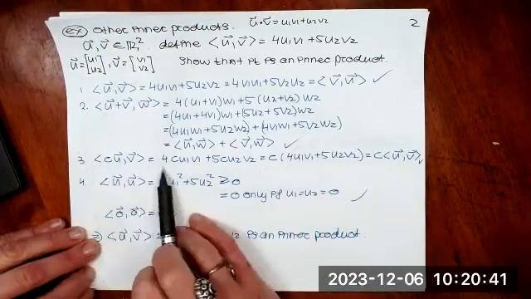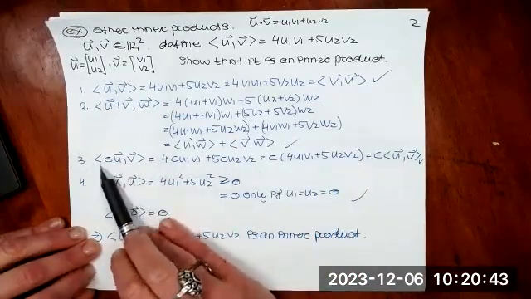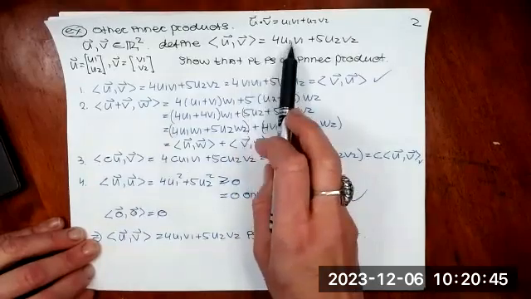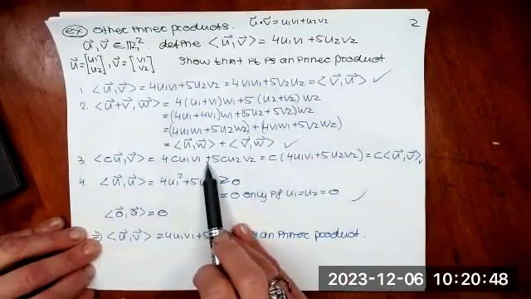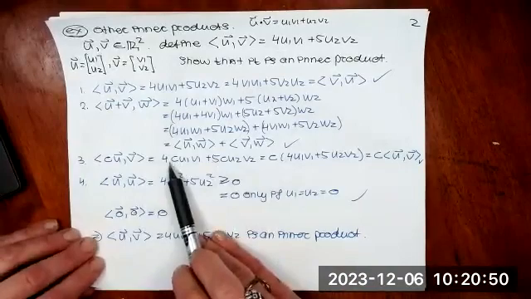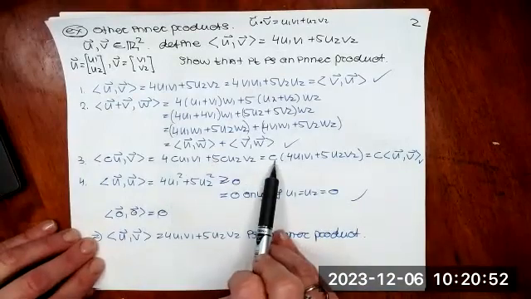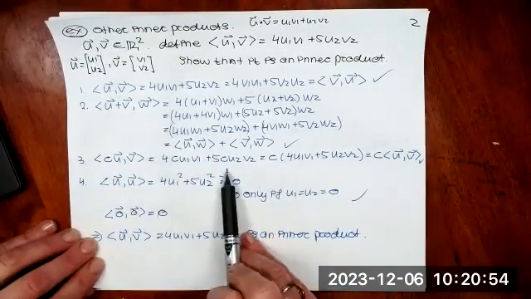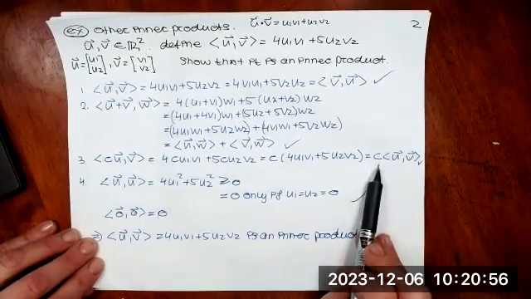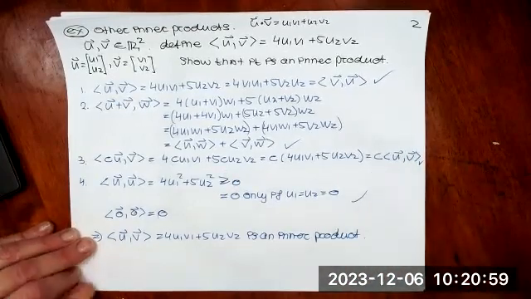And that was constant also, right? C times U would be C U1 times 4, times V1. I can basically factor out C from all of this, there's C and C, and take it outside of the inner product. So the third condition holds.